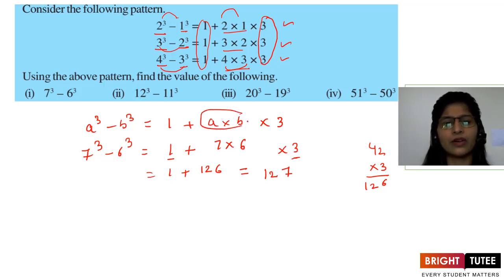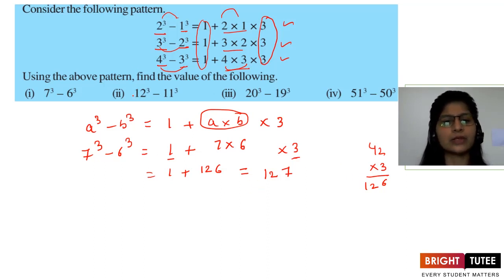And in between we have to multiply A and B. So A here is 7. B here is 6. 7 6s are how much? 42. And we are multiplying it with 3. 3 2s are 6. 3 4s are 12. We get 126. So the answer is 127.